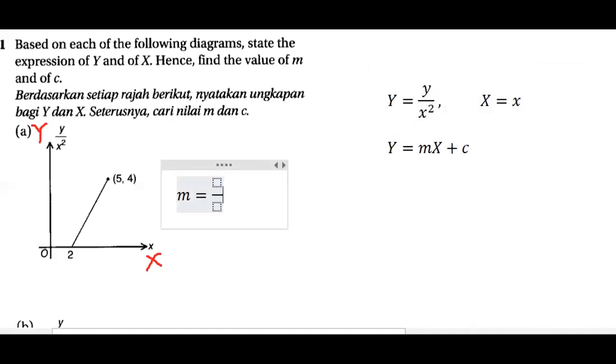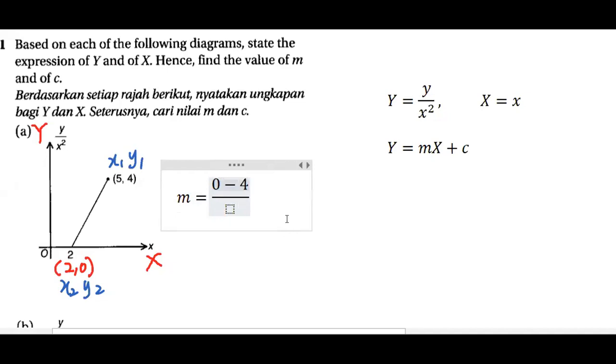Okay, so kita nak cari M. Label dulu. Okay, teacher label. Ini 02 ke 20? 02 or 20? 20. Okay, so ini X1, Y1, X2, Y2. Let's put the formula. Y2 minus Y1 over X2 minus X1. Okay, so M saya berapa? Negative 4, negative 3, so positif lah. 4 per 3. Okay, betul.